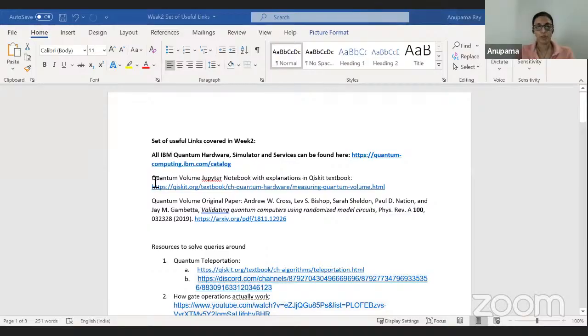Also, on quantum volume, I've put in the Jupyter Notebook. This is the link to the Qiskit textbook. As we have been saying, the Qiskit textbook is a fantastic resource for self-learning. This is again from the Qiskit textbook, where you can see how to measure quantum volume. I've also given the link to the actual paper.